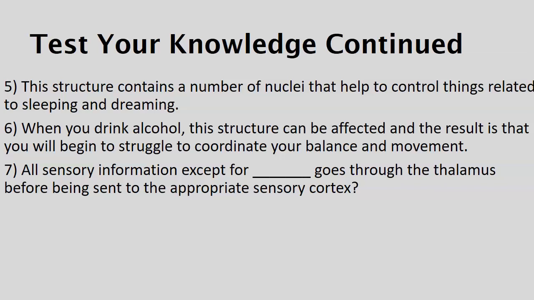All right, this brings us to the last question. All sensory information except for what goes through the thalamus before being sent to the appropriate sensory cortex? And the answer is smell. So again, I have a video. This is another one I wasn't able to embed into the PowerPoint because there's audio that's important to understanding the story. So what I'm going to ask you to do is go into YouTube. Honestly, you can just go to Google and Google thalamus twins. And any YouTube video that comes up about the story of those twins, or any written stories, any of that's fine.